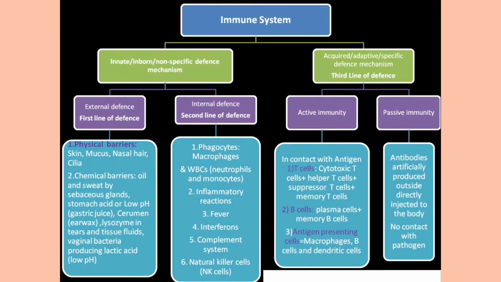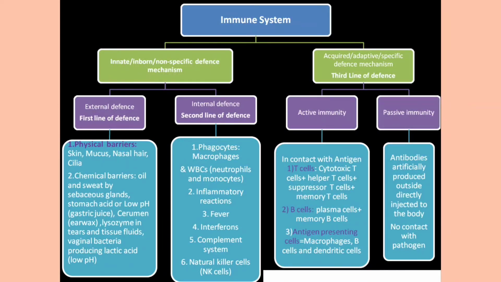In acquired immunity, there are two types, that is active immunity and passive immunity. In active immunity, in contact with antigen, there are T cells, that is cytotoxic T cells plus helper T cells plus suppressor T cells plus memory T cells. And in B cells, there are plasma cells plus memory B cells. Third is antigen presenting cells: macrophages, B cells and dendritic cells. In passive immunity, antibodies are artificially produced outside and directly injected into the body. There is no contact with the pathogens.